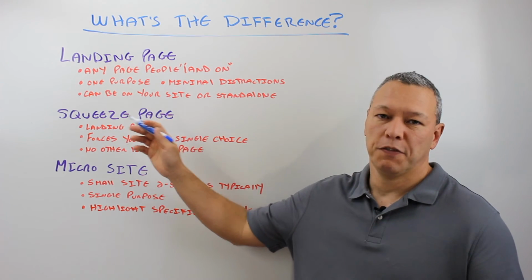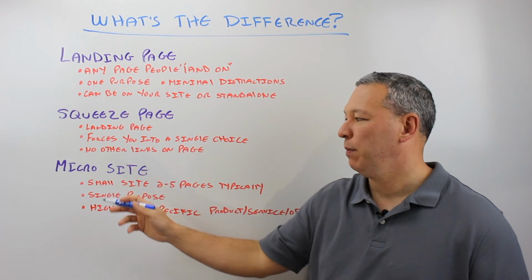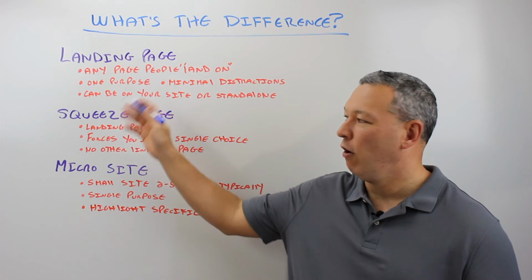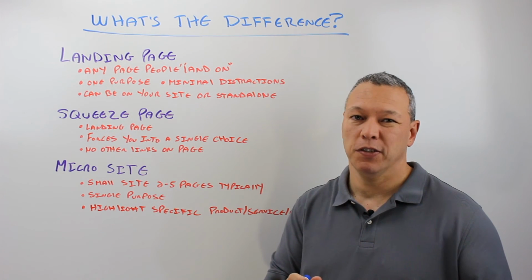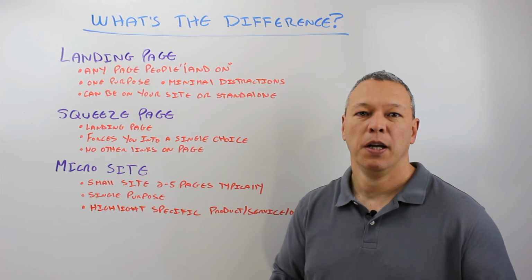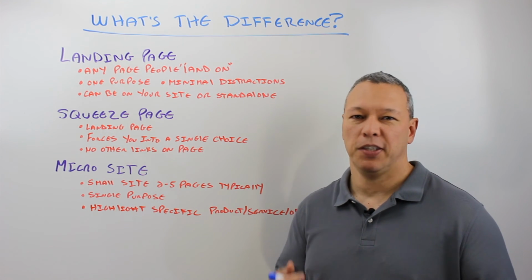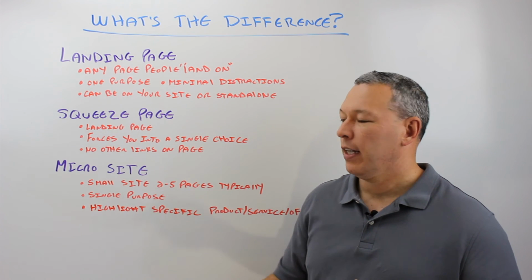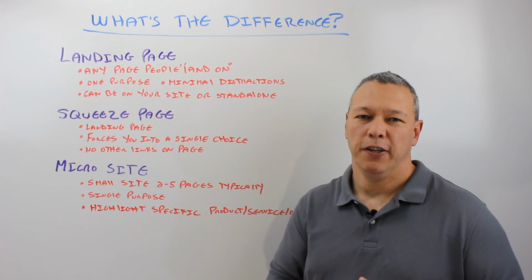So that's the difference between a landing page, a squeeze page, and a microsite. I hope that clears it up. You can see they overlap a little bit, but there are differences with them. So hopefully next time that you're planning your conversion rate optimization strategy and things like that, you'll know exactly what kind of page that you're looking for.